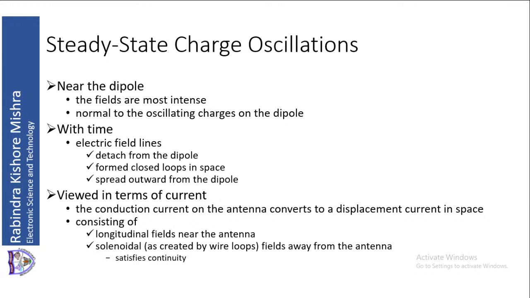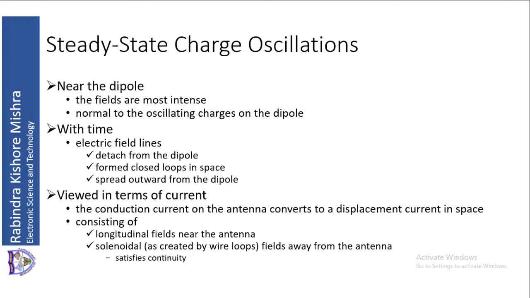Now consider what happens near the dipole. Near the dipole, the fields are most intense. As you know, suppose the charges are not moving, the electric field expression is E equal to 1 by 4 pi epsilon times q by r square. So when r is small, the field intensity is maximum. So when you are near the dipole, it will be maximum.